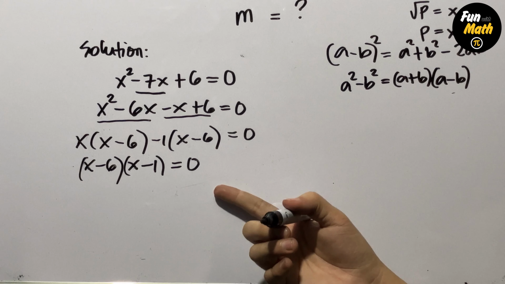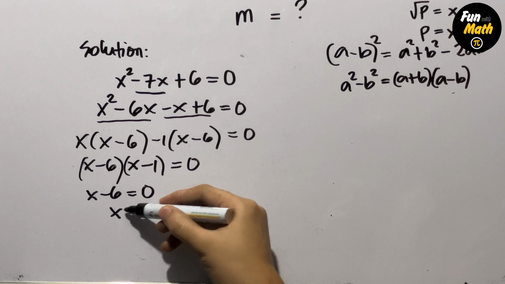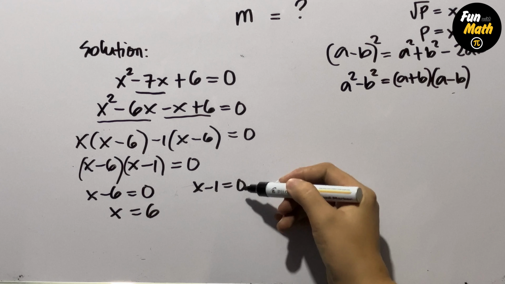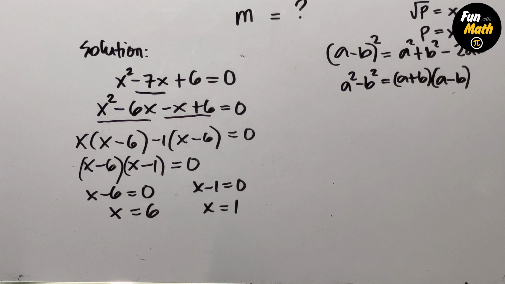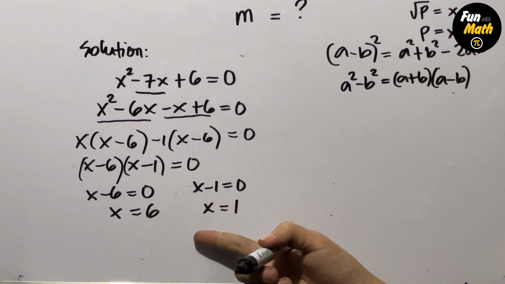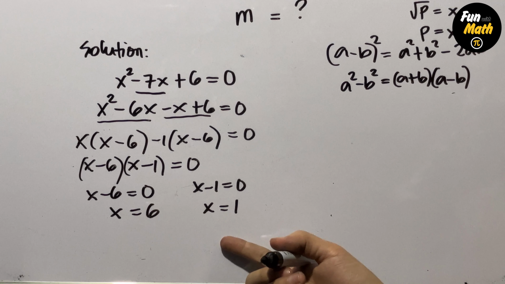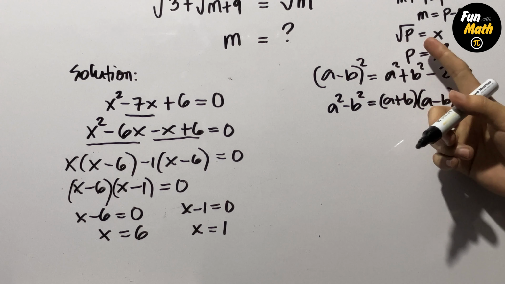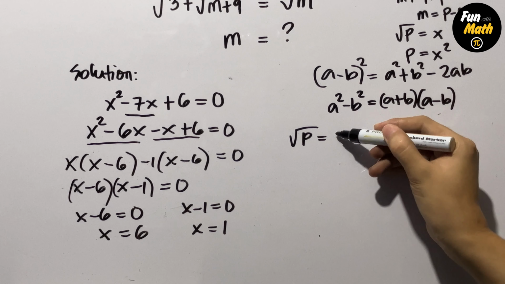Now we can have two equations for this. x minus 6 is equal to 0, and that is x is equal to positive 6. The other one is x minus 1 is equal to 0, and that is x is equal to positive 1. So we have the values x is equal to 6, and x is equal to 1. Now, since in our problem we need to find the value of m, this is not our final answer. But let's recall, earlier, we let square root of p be equal to x, and we can use it now. So square root of p is equal to x.